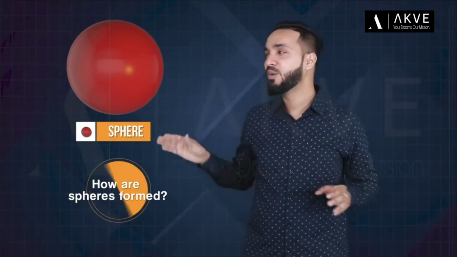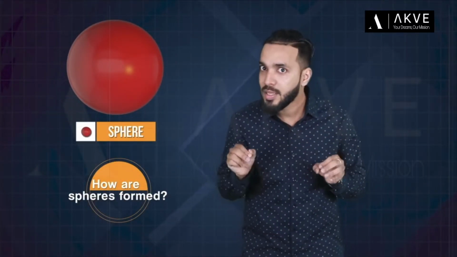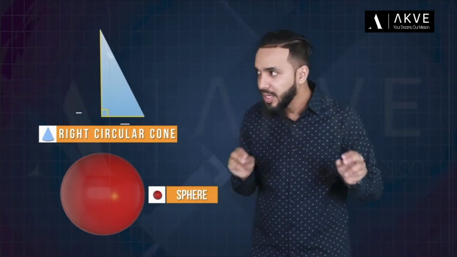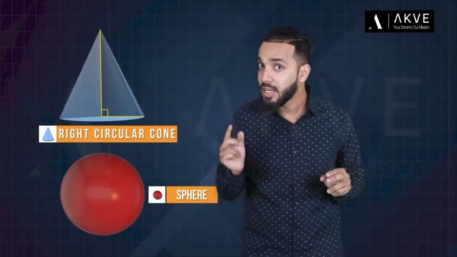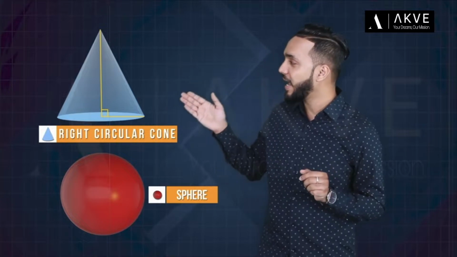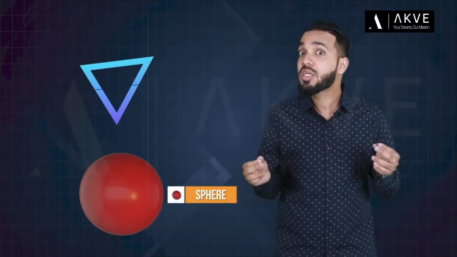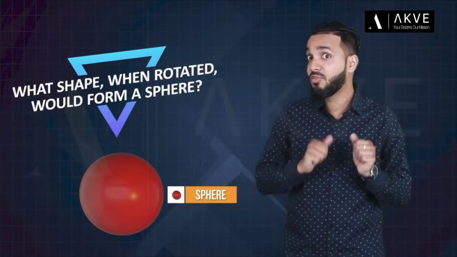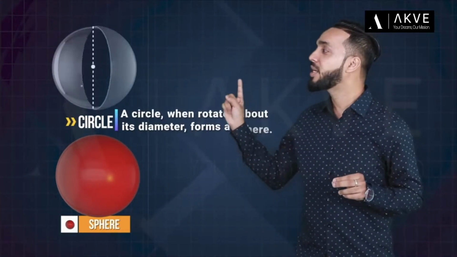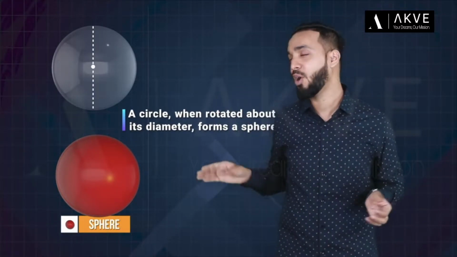Since we see enough examples of spheres on a regular basis, we don't really need a definition for them. What we do need to know is how spheres are formed. Quite similar to how we form right circular cones. Yes, we take a right triangle and then rotate it about one of its non-hypotenuse sides and we get a right circular cone. So, what shape do you think when rotated would form a sphere? Correct, a circle. A circle when rotated about its diameter would form a sphere.